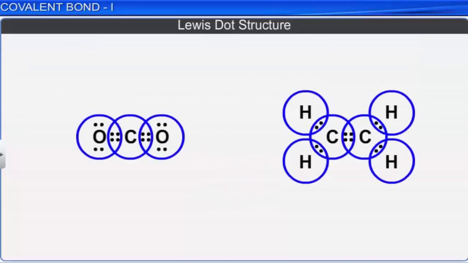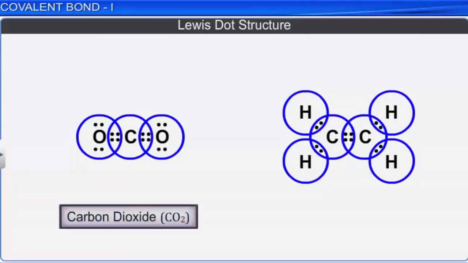Similarly, we can show the formation of carbon dioxide and ethylene, C2H4, molecules by Lewis dot structures as shown.